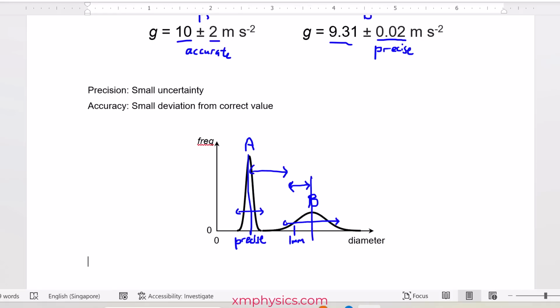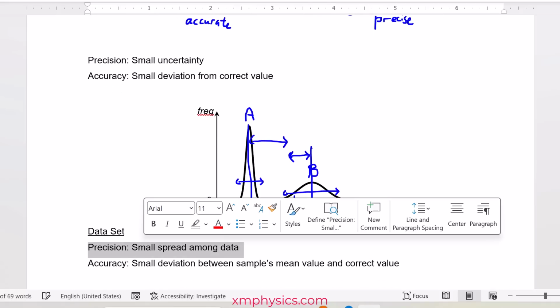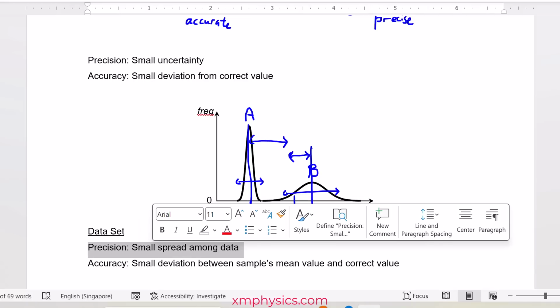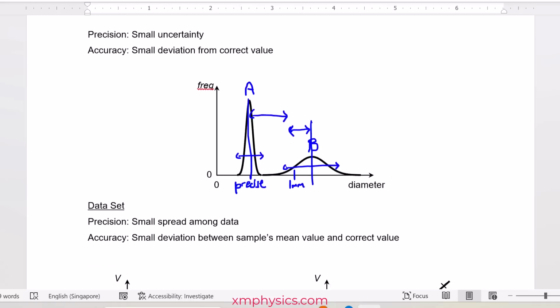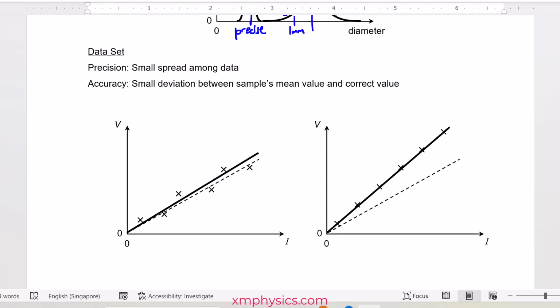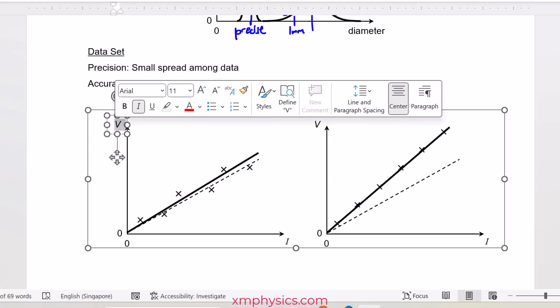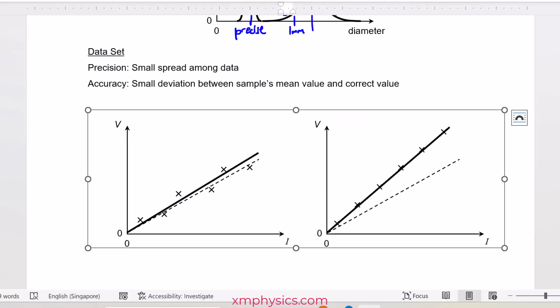So when it comes to a data set, a population, precision is about whether you have a small spread among the data. Accuracy is about the deviation between the sample's mean value and the correct value. Okay, one more example. Let's say we have two students, both of them apply a voltage V across a resistor and then measure the current, collect 6 data points, and plot the best fit line.